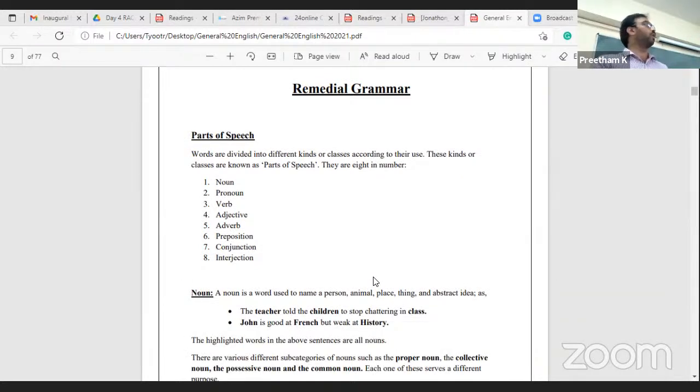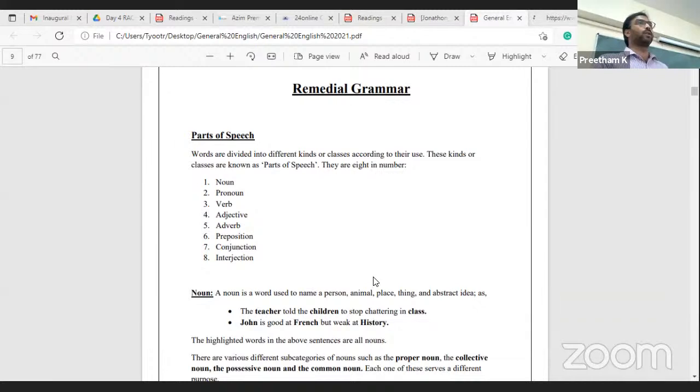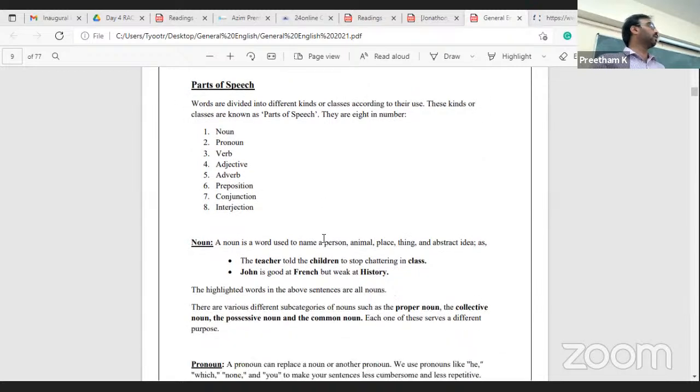How many parts of speech do we have in English? 8. So I informed you about the categories you have to remember: noun, pronoun, adjective, verb, adverb, preposition, interjection, and conjunction. Words are divided into different kinds or classes according to their use. These classes are known as parts of speech.